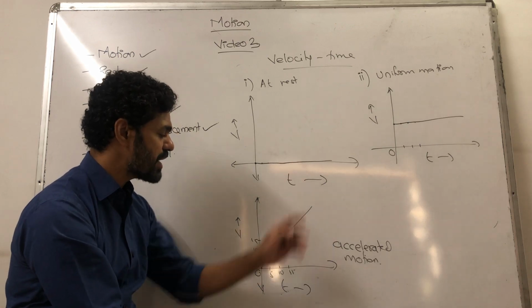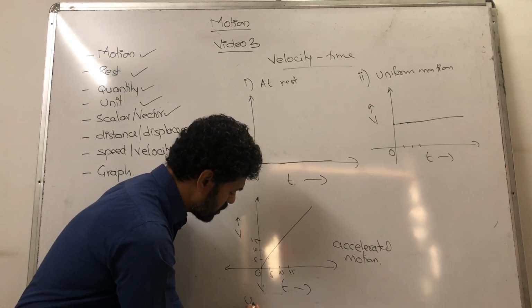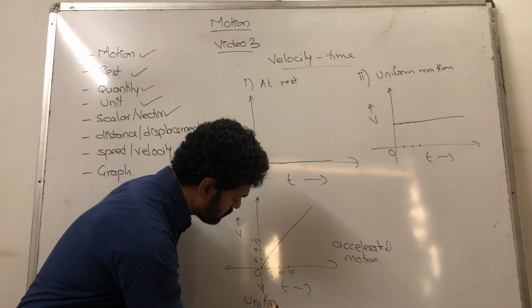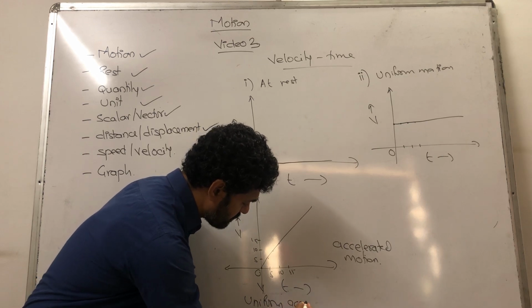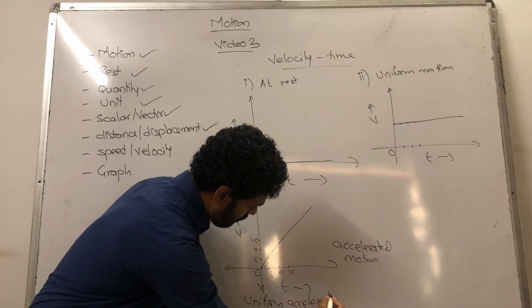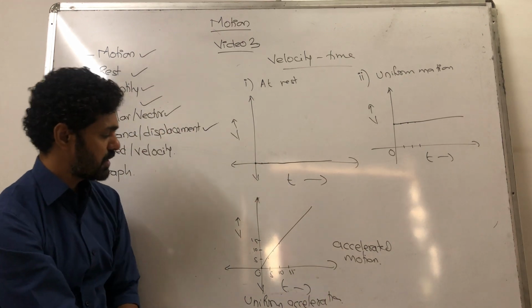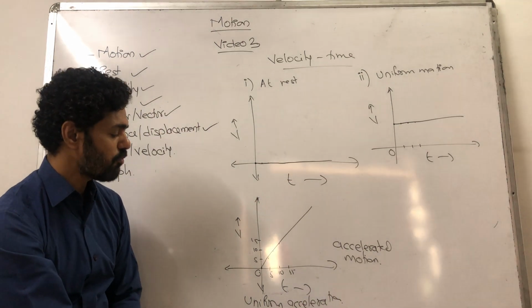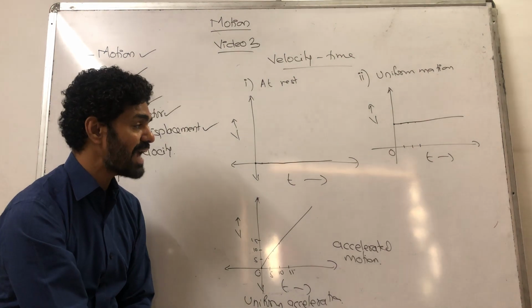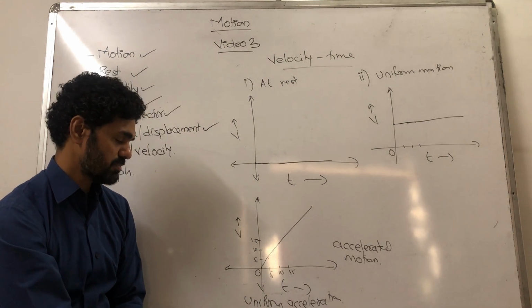So you get a straight line. Such a motion is called uniform acceleration. So this is velocity time graph for uniformly accelerated motion.